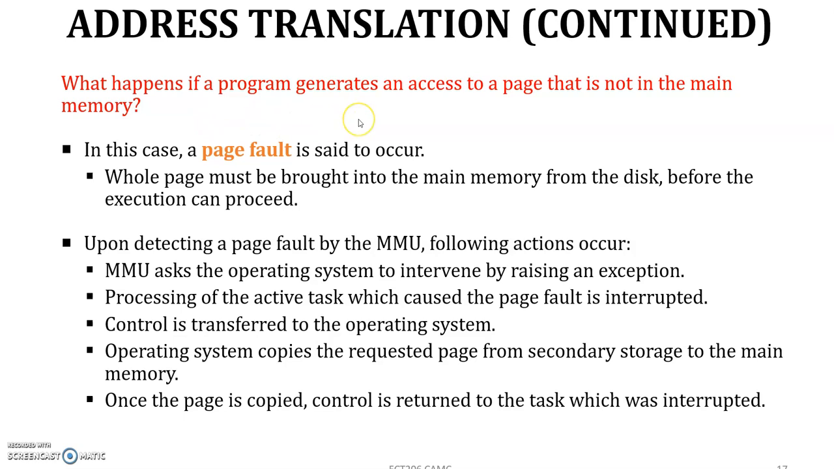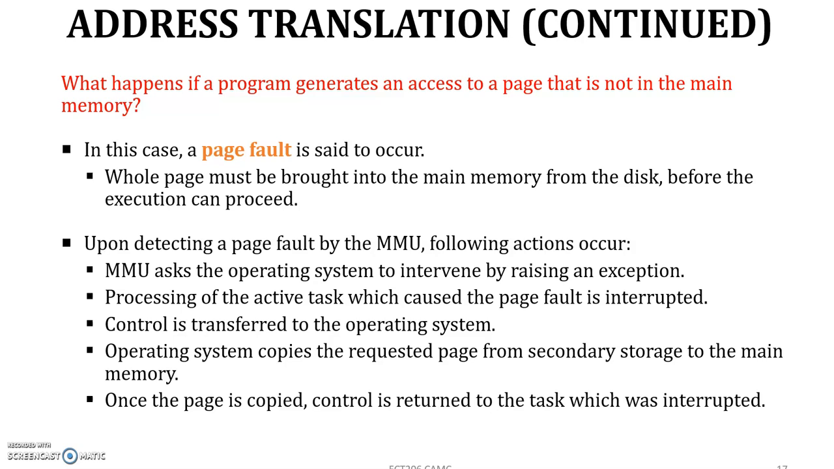What happens if a program generates an access to a page that is not in the main memory? This case is called a page fault. When a page fault occurs, the page that should be executed at that time must be brought from the secondary storage to the main memory. The data or instruction that the program currently executes should be placed in the main memory itself. So a page fault occurs when the processor requests data or an instruction that is not in the main memory, and it will be taken from the secondary storage and placed in the main memory.